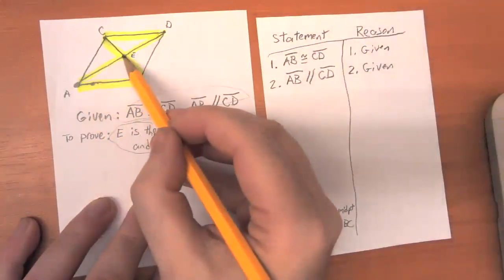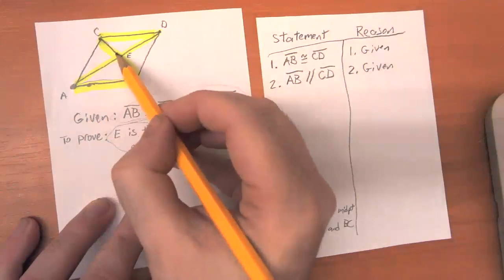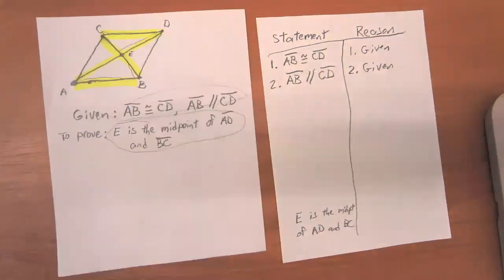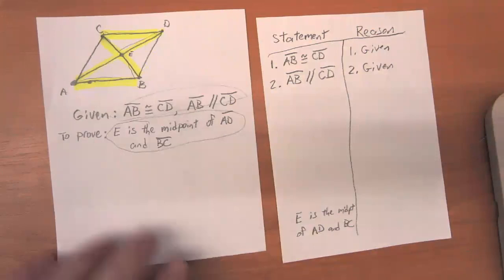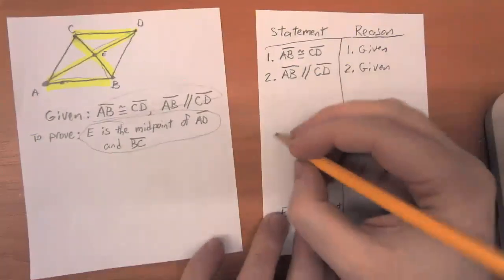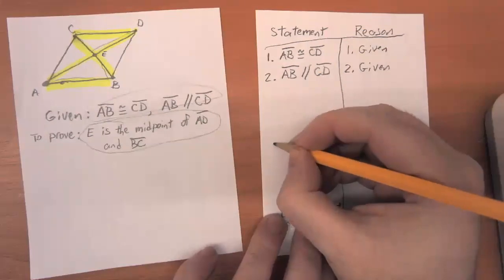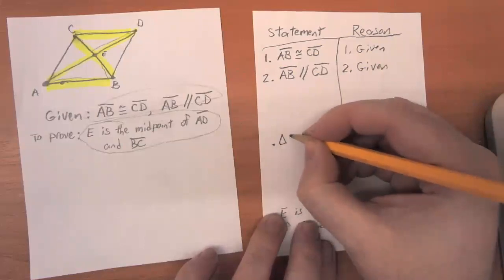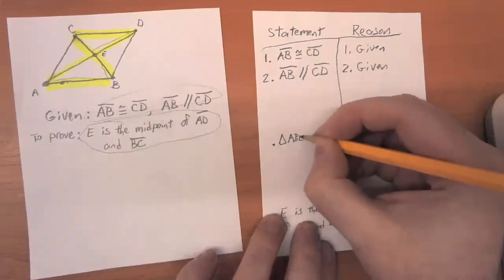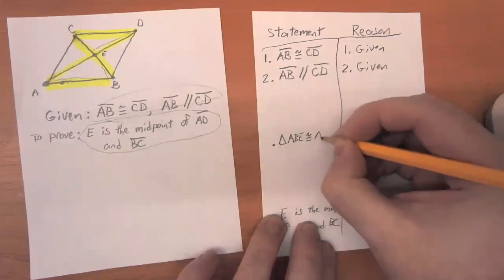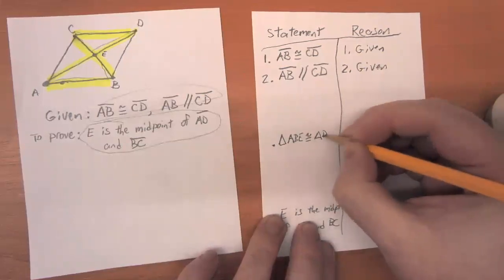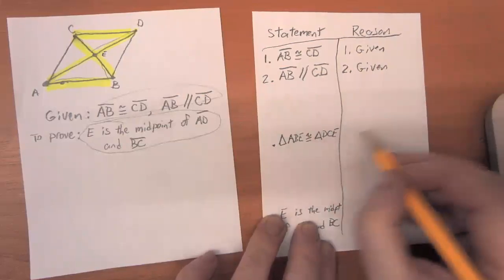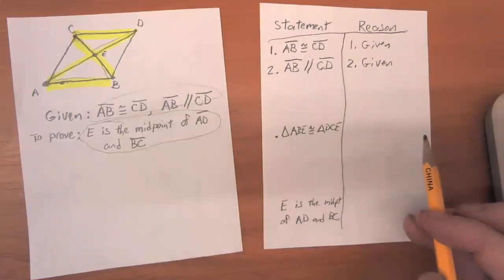Well, there's this triangle at the bottom, there's this triangle at the top. Does it seem likely to you, looking at this diagram, that those two triangles are going to be congruent to each other? Yeah, I think so too. So let's put somewhere in the middle of our proof, again, I don't know what number it's going to be, that triangle ABE is congruent to triangle DCE. And there's got to be some reason for this, but again, I don't know what that is.